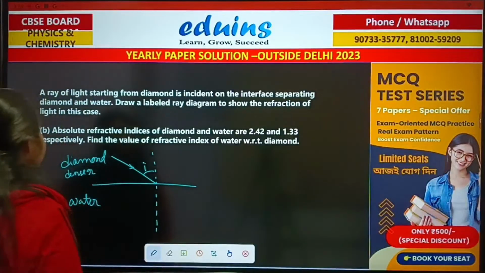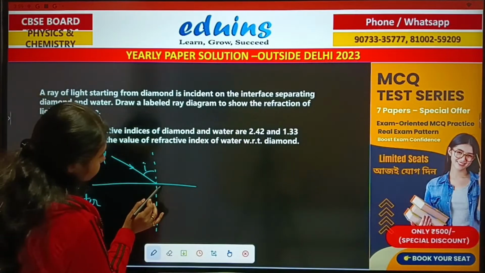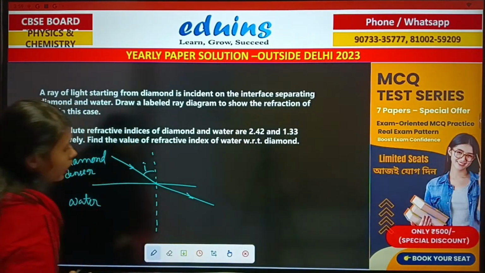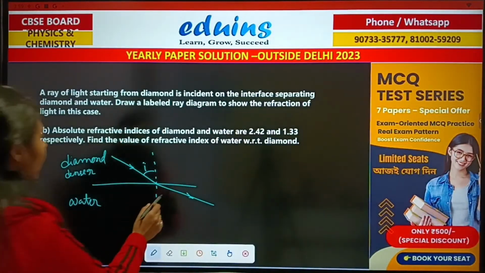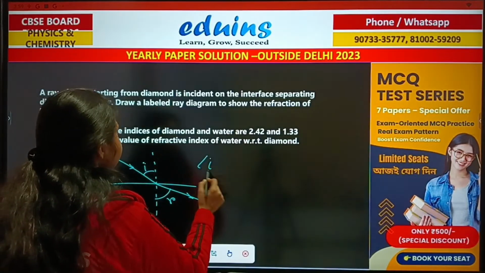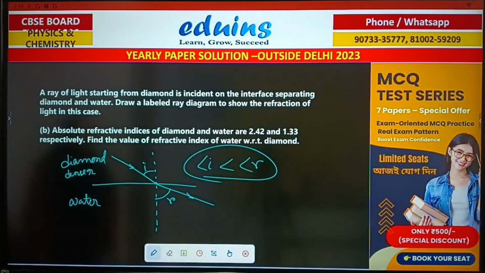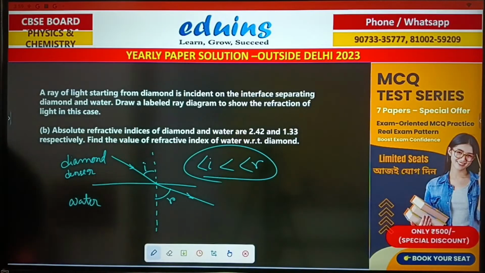We know that when the light starts from the denser medium and goes to the rarer medium, the ray moves away from the normal. So the ray must be going through this path. So this is the angle of refraction R. Okay, I is less than R. We got this from this diagram. So the refracted ray goes through this path.